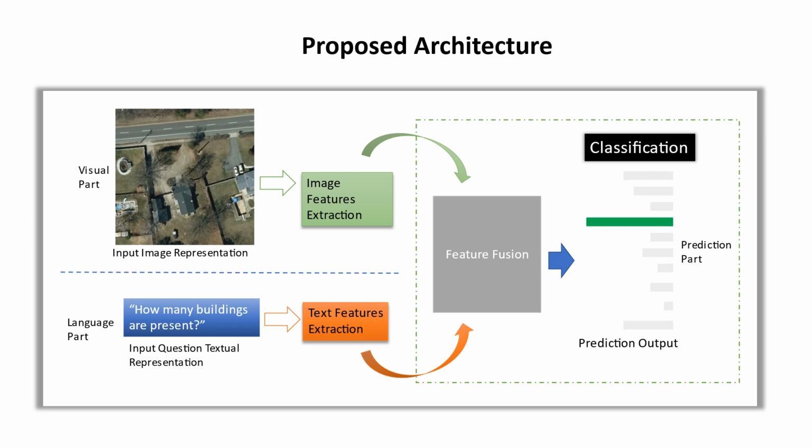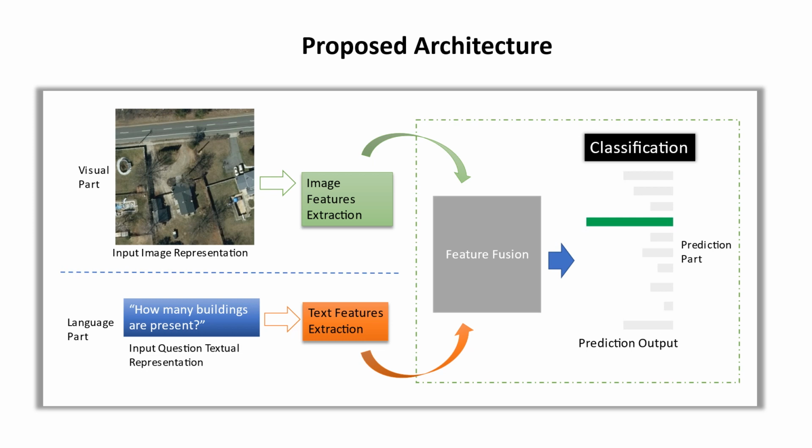Our VQA methodology consisted of three parts: the visual part, the language part, and the prediction part. The first part is to extract visual image features. For that, we use the ResNet 50 architecture. Then, the second part included extracting text intent features. For that, we utilized the RoBERTa transformer architecture.